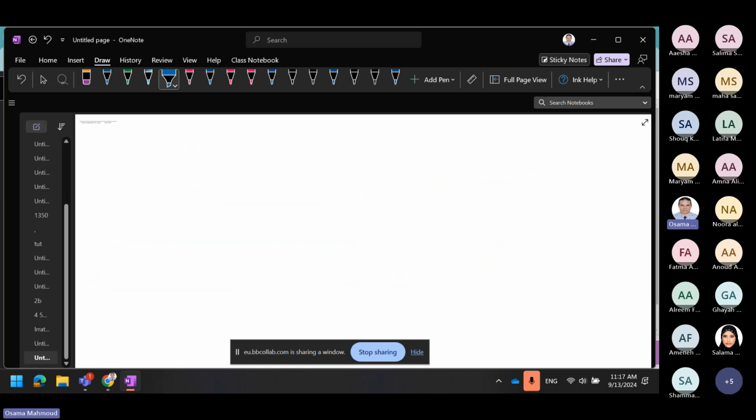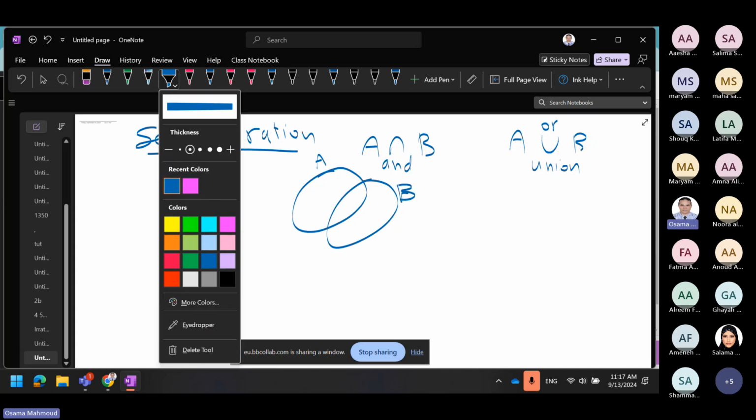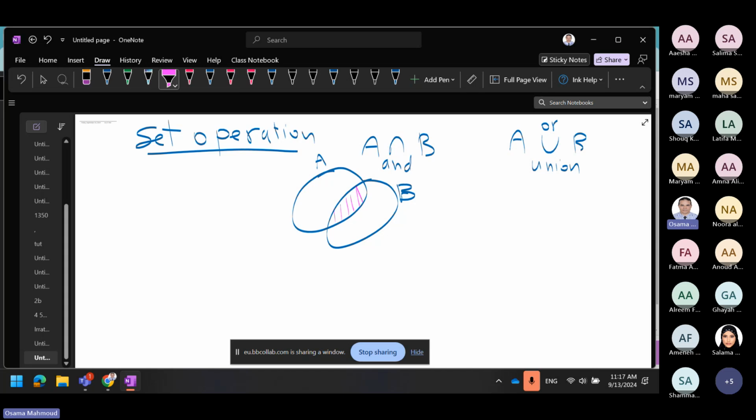Now let's go for the operations on sets, or set operations. We have some operations on sets like A or B, and A and B. Or, this is or, this is and, sometimes they call it union, okay? So if I have A and B and they have something in common, A and B is the common area, right? This is A and B.